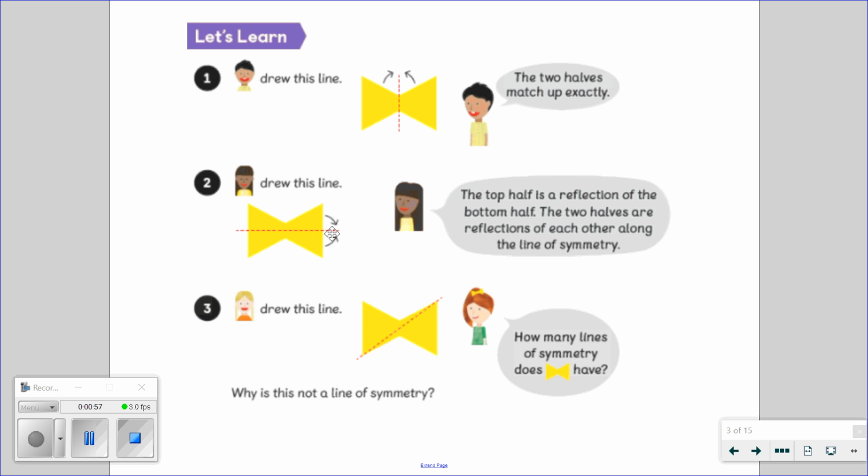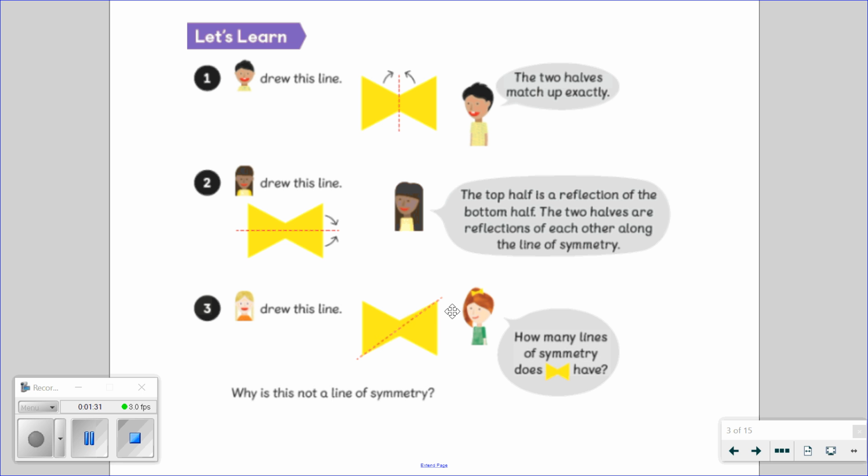Lulu drew this line. Is this a line of symmetry? Did you try this one at home? Lulu says the top half is a reflection of the bottom half. The two halves are reflections of each other along the line of symmetry. And we can see that if we folded it along the line, the halves would match up exactly. A reflection is a good way of thinking about it. We could imagine a mirror here showing an exact reflection of the other half of the shape.